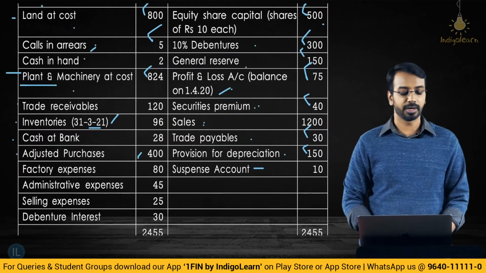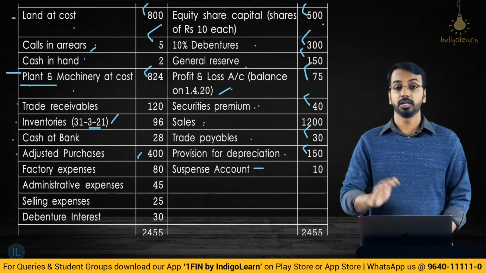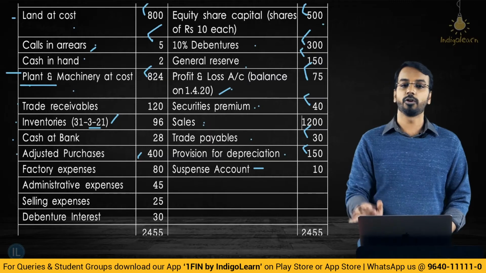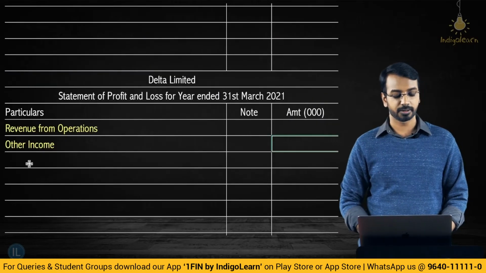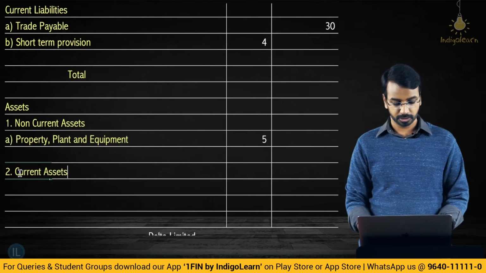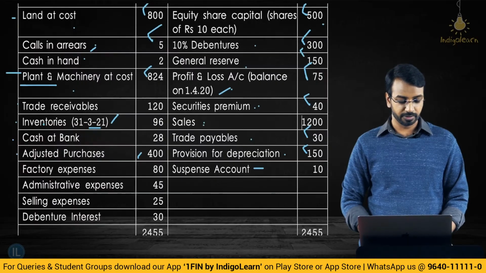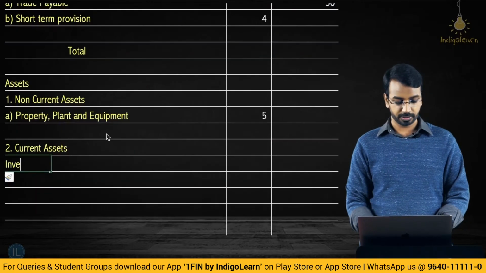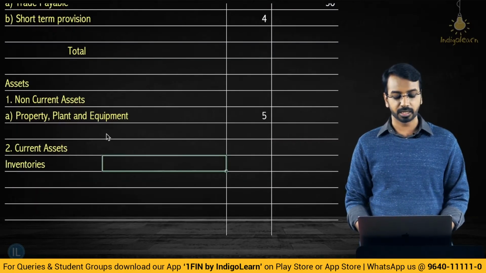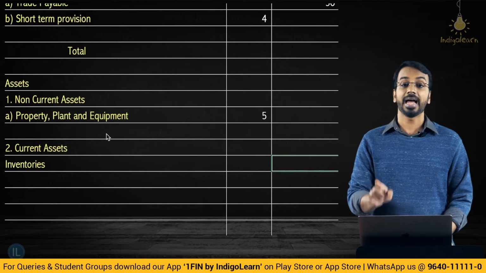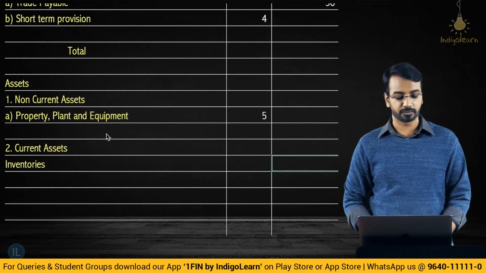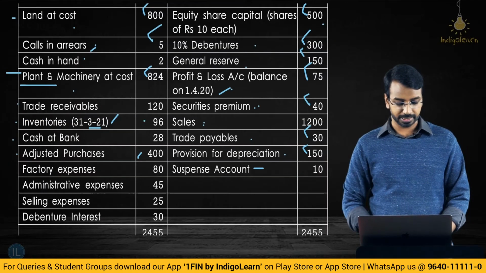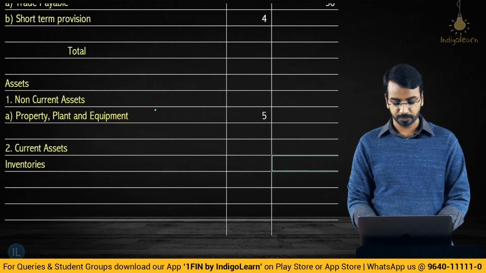Now coming back to the question, we are done with land, we are done with plant and machinery. So non-current asset is done. Now we have to move on to the current assets. What are the current assets here? Current assets, if you see quickly, you have inventories, you have trade receivables, and you have cash in hand, and you have cash at bank. Okay, so you have inventories. Inventories, the number is directly given to you as at the end of the period, so no notes are required for that. How much is the amount? Inventory is 96, so just do 96 and put a tick here.